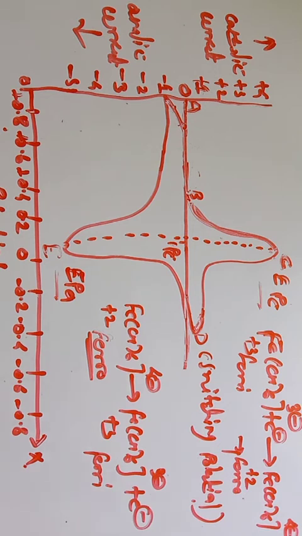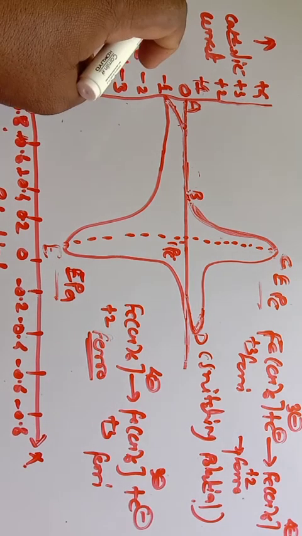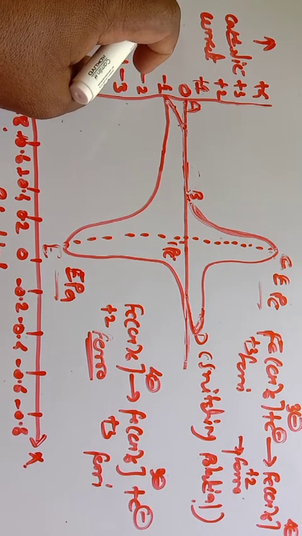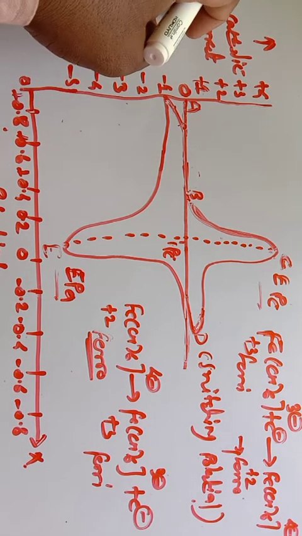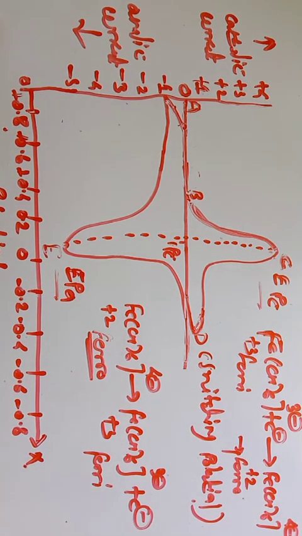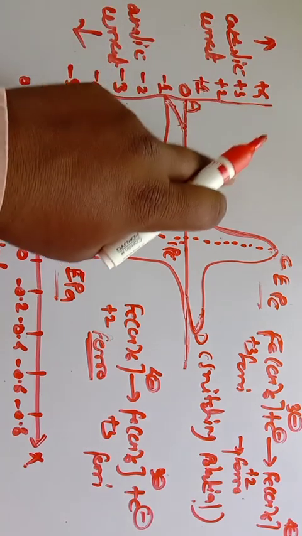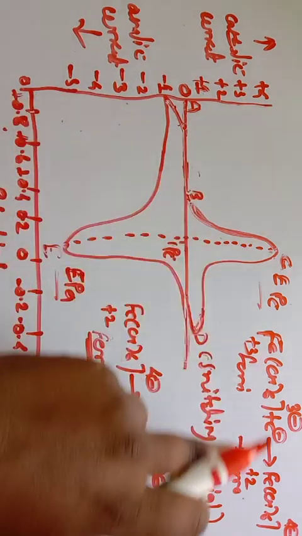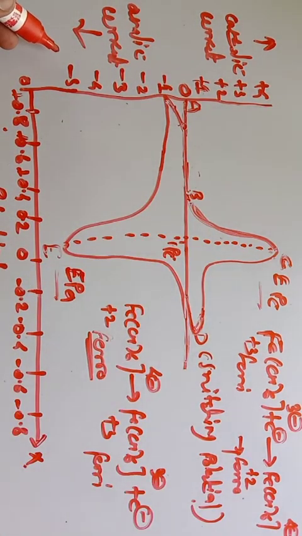So you should remember the terms involved in this cyclic voltammogram. It is a graphical representation of potential versus current. In this case, we get two types of current: one is called cathodic current, another is called anodic current. The cathodic current is due to the reduction of ferricyanide to ferrocyanide, and the anodic current is due to the oxidation of ferrocyanide to ferricyanide.